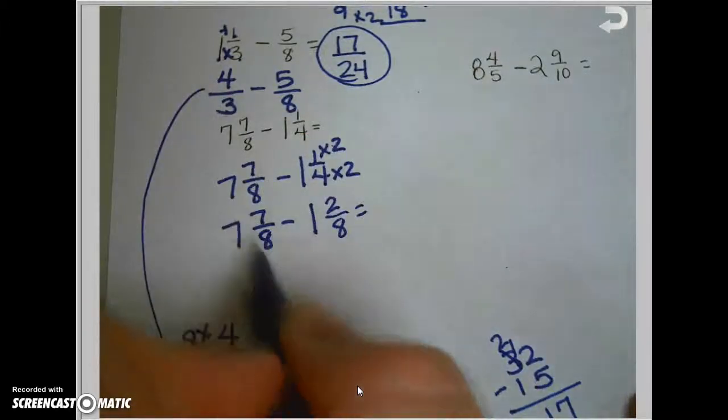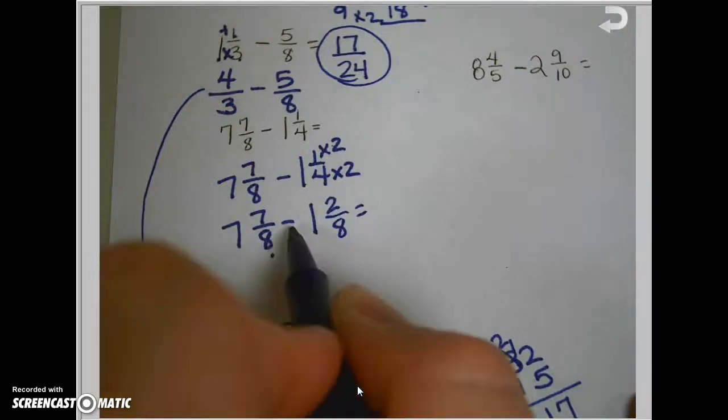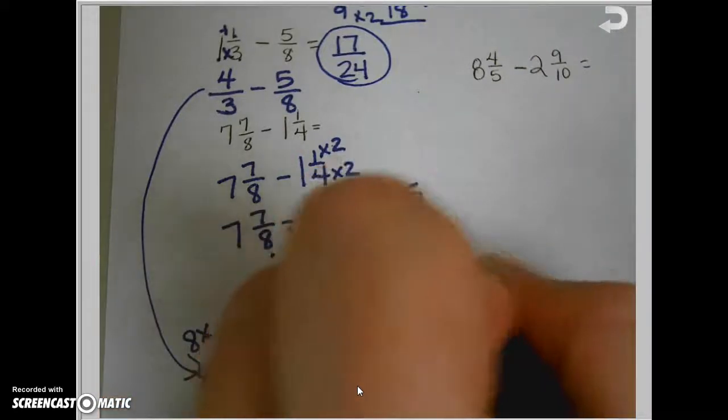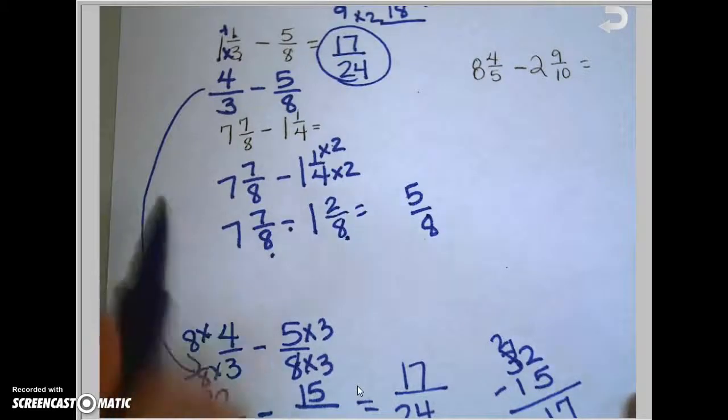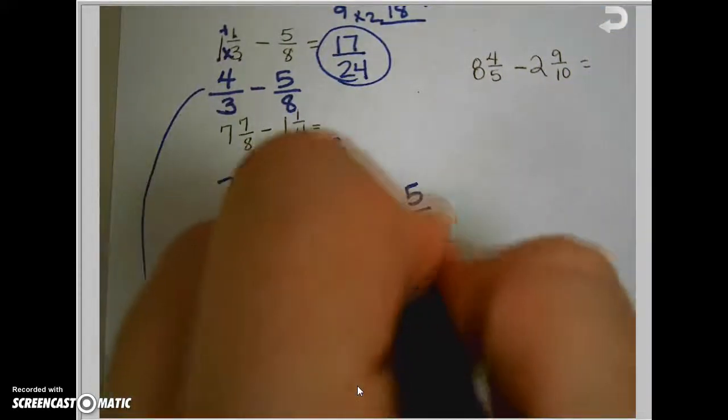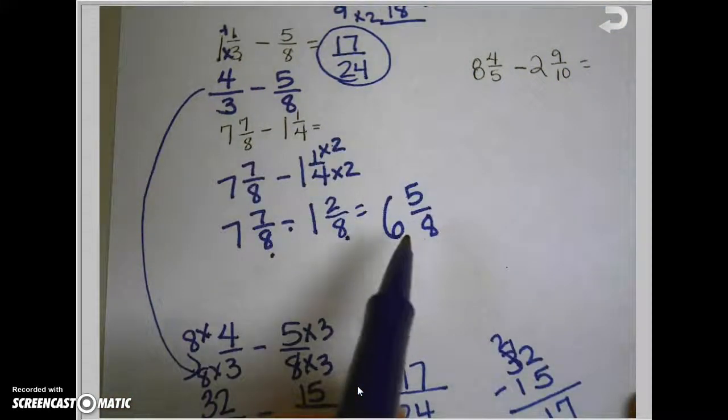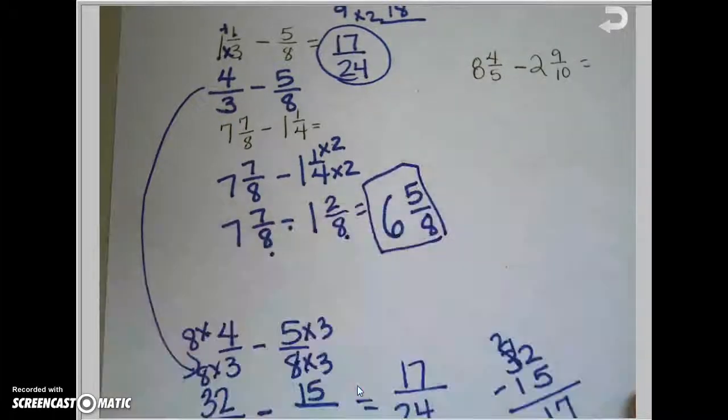And then I'm going to focus on the fractions first. 7/8 minus 2/8 would be 5/8. Then I'm going to go back for my whole numbers. 7 minus 1 is 6. 5/8 is in simplest form, so I am done.